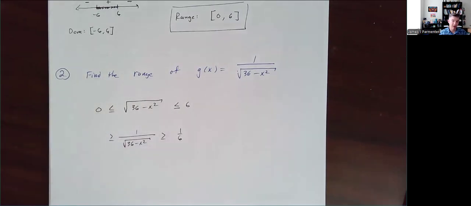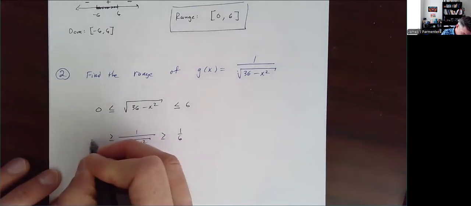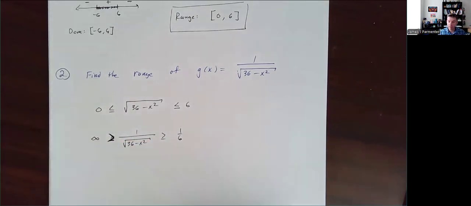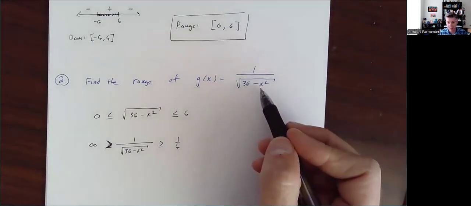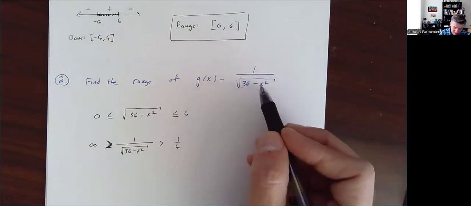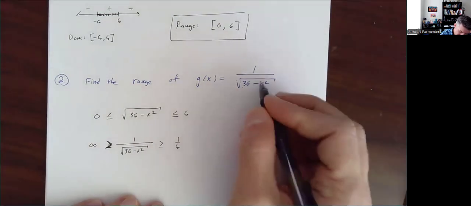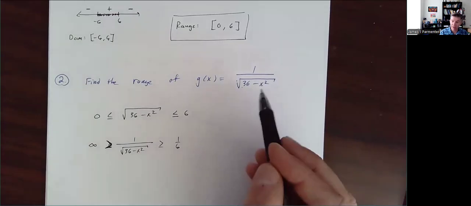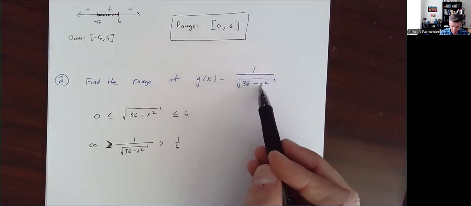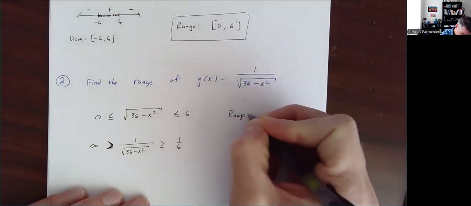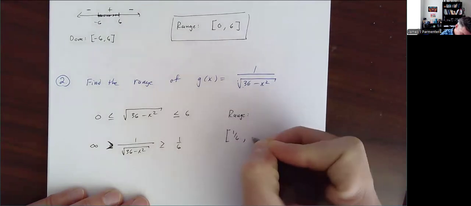If you take the reciprocal of a very, very small positive number, it's going to be a very, very large positive number. So I should lose the equals part here and say that it's going to be less than infinity. Imagine we picked x equal to something really close to 6, like 5.99999, and plugged it in and got a very, very small number under the root. Then 1 divided by a very, very small number is very, very large. On the other hand, if x is equal to 0, you get the square root of 36 minus 0, which is 6, and then 1 over 6 is just 1/6. So our range here is everything from 1/6 to infinity.